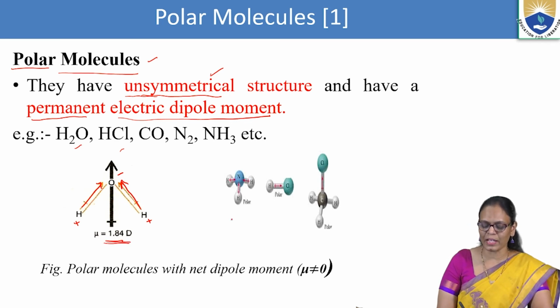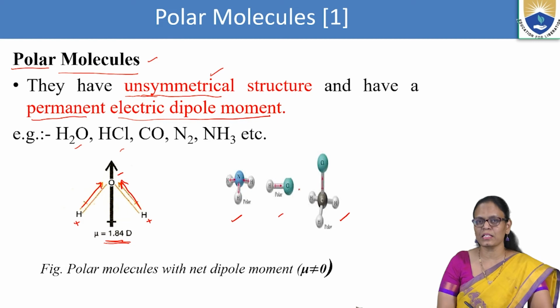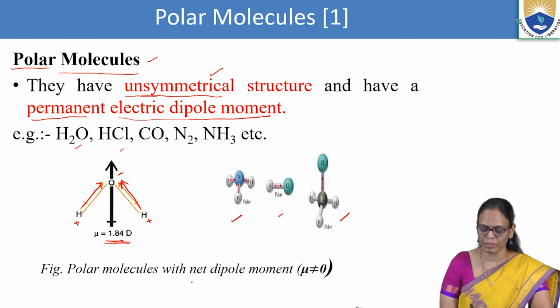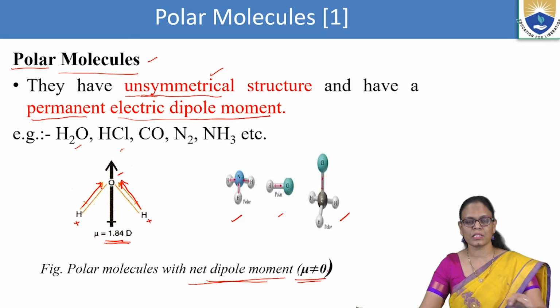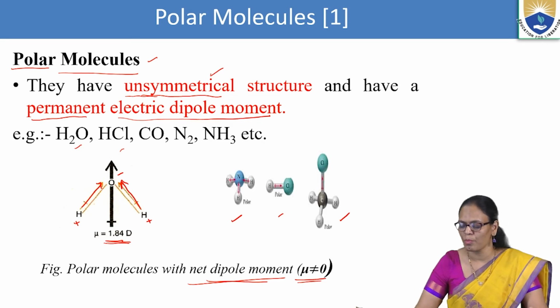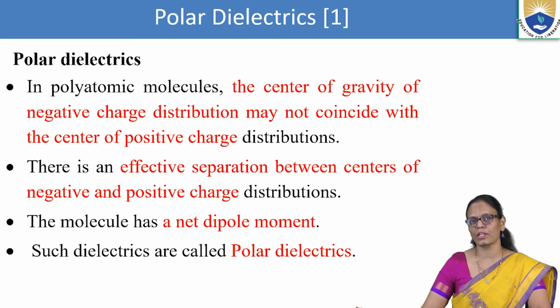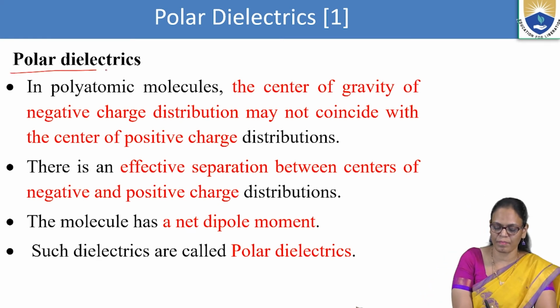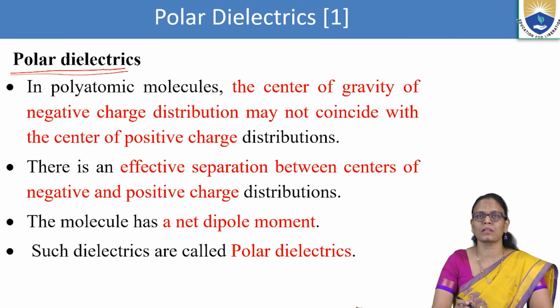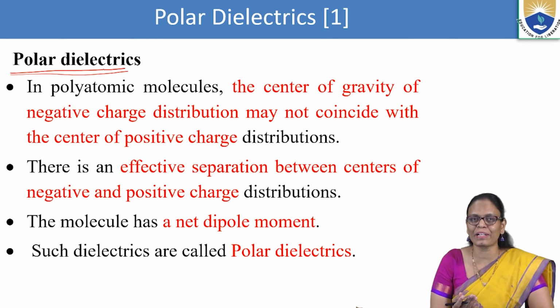And the same with NH3, HCl and CH3Cl. All these molecules will have a net dipole moment. Their mu is not equal to 0. Such molecules we call polar molecules. Now we have polar dielectrics. What are polar dielectrics? Simply speaking, polar dielectrics are those materials which are made up of polar molecules.